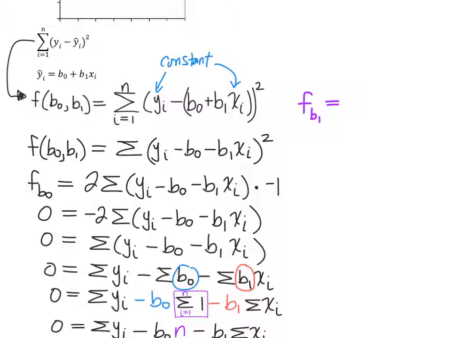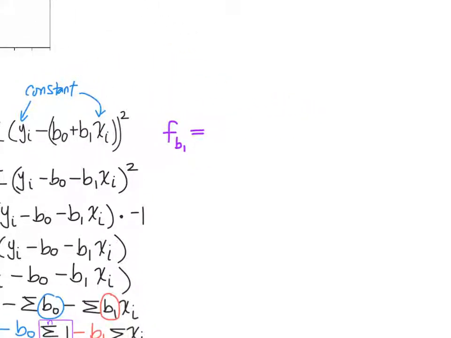So really, if you do a quick comparison with our first order partial with respect to B0, you're going to have a lot of similarity because it's chain rule. It's going to be the same stuff, but what we multiply by at the end is going to be different. So 2 times the sum of y sub i minus b sub 0 minus b sub 1 x sub i.